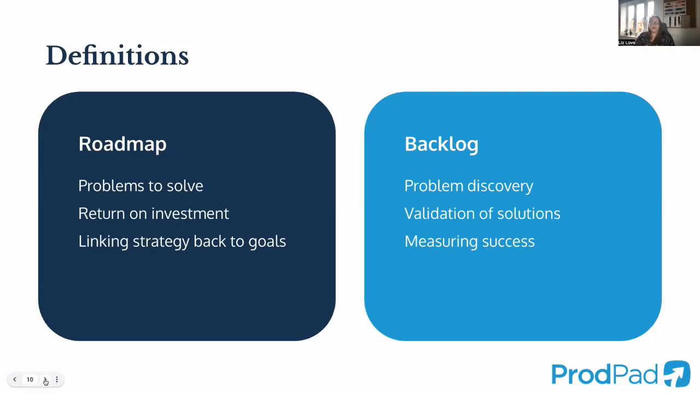Product managers are great at helping things to move along to get towards the point of launch. And again, I'm not talking about project delivery. I'm talking about executing on a strategy, helping stakeholders to understand what's going on, using the roadmap to identify what these problems to solve are and how solving those problems will give us a return on investment, linking strategy back to goals. But more importantly, taking that roadmap and executing on it, doing the problem discovery that's necessary, validating the solutions that are in the backlog and measuring the success of what's been done.